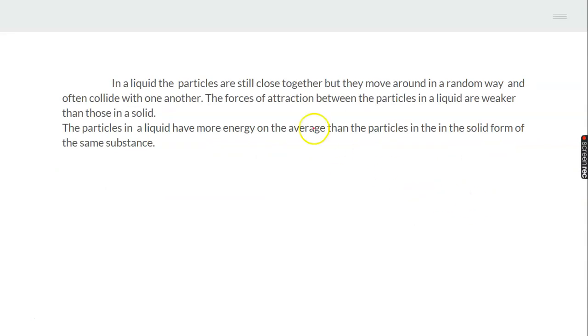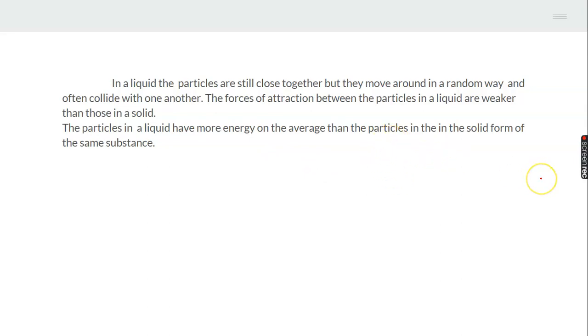Then in a liquid, what do you have? The particles are still close together, but they move around in a random way and often collide with one another. The force of attraction between the particles in liquid is weaker than that in solid. Unlike the solid, these ones are not that close together, so the force of attraction between them is not as strong as you have it in solid. The particles in liquid have more energy on average than particles in solid. When you are free to move around, you have this energy, kinetic energy, energy in motion.